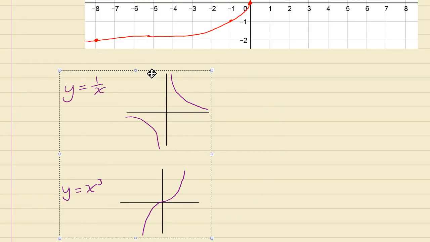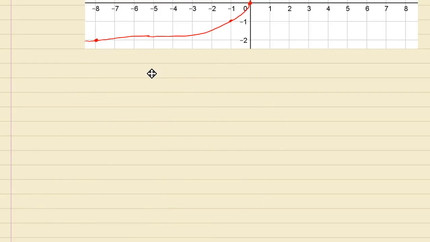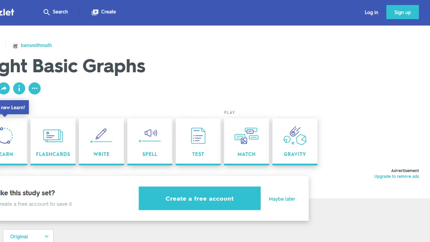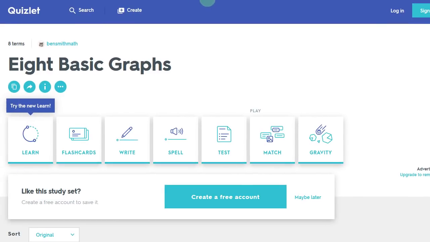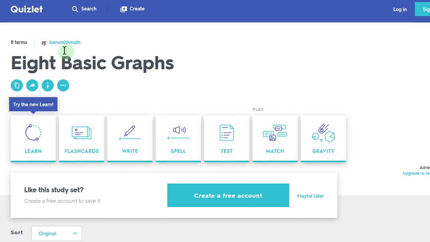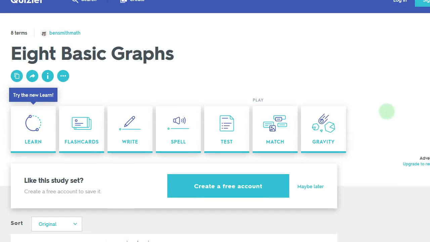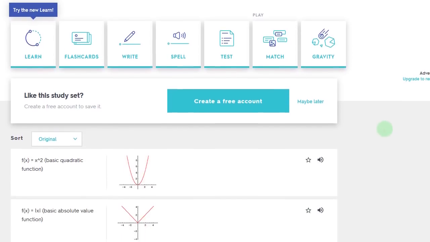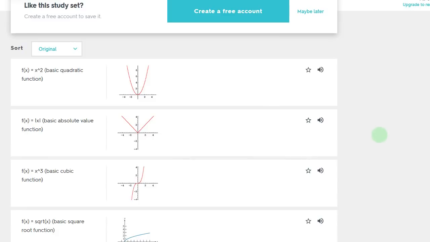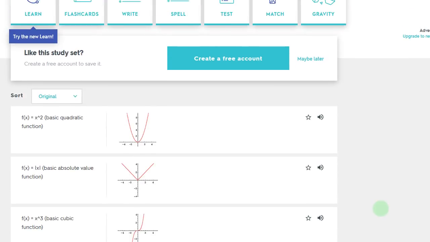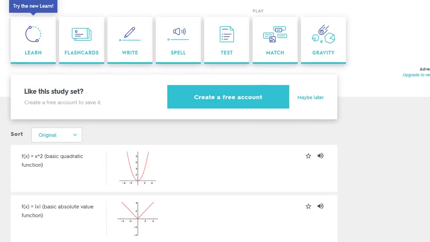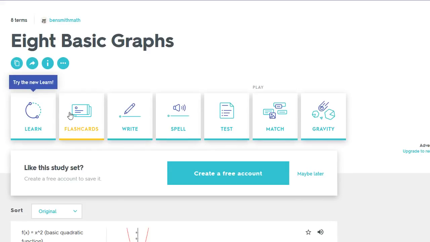Here's my recommended way of doing it. I'm going to include a link to Quizlet, which is a site where you can make flashcards for free. And the link will take you to this page where here's my username, Ben Smith Math, made this thing called 8 Basic Graphs. And it's essentially these 8 flashcards where you see a graph and you have to name which function it goes with. So one way to study this is to use the flashcards button.